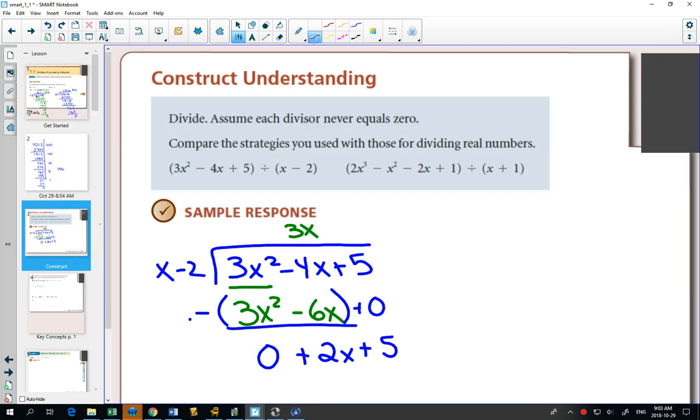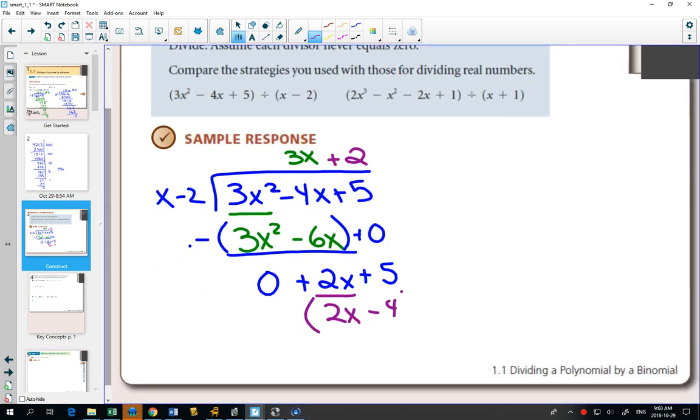I'm going to switch colors again. Now our first term is 2x. Is there anything you can multiply x minus 2 by to get a 2x? 2. So above your 1's column, you'll write a plus 2. And 2 multiplied by x minus 2 would give us our 2x, which we wanted. And 2 times minus 2 is minus 4.